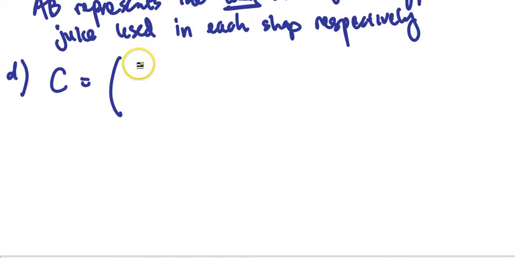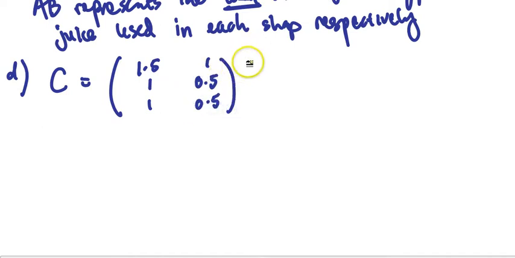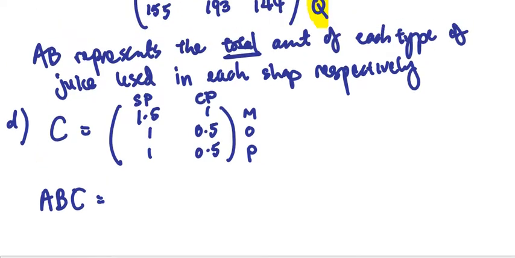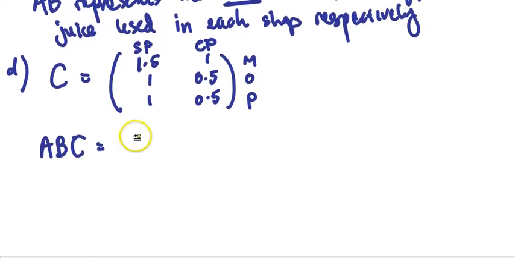Where C is this, where the columns represent the type of juice, mango, orange or pineapple, and the rows represent the selling price and the cost price. So you're asked to find out what ABC is. Earlier we have already found out what AB is, so you can just write down your answer from part C.